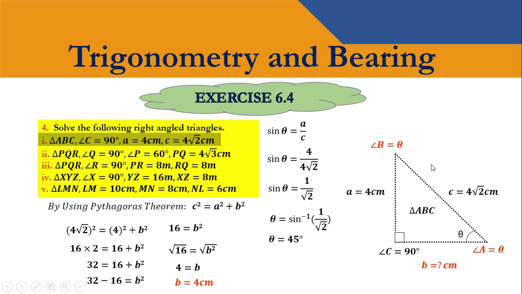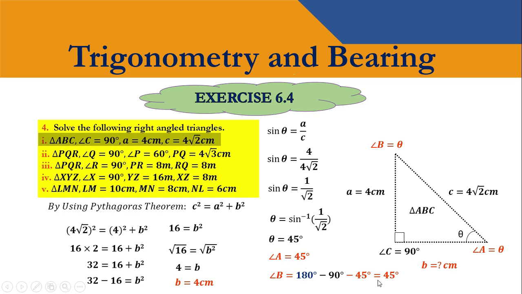To calculate the third angle of this triangle, you have to remember this information, that the sum of all angles of a triangle is equal to 180 degrees. So now we have 2 angles. So what we should do, we will take 180 minus 90 degrees, the angle C, minus 45 degrees, which is the angle A.